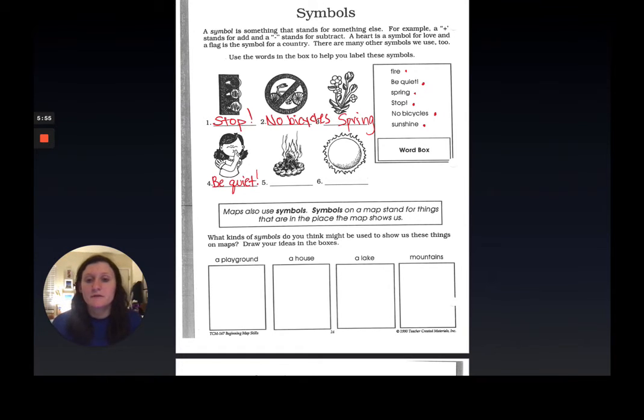Number 5, we see a fire or a campfire. So at number 5, we're going to put fire in there. And our last one is a picture of a sun. So in our word box, they have sunshine. So we will add that into our line. Awesome. All right, so then let's scroll down.